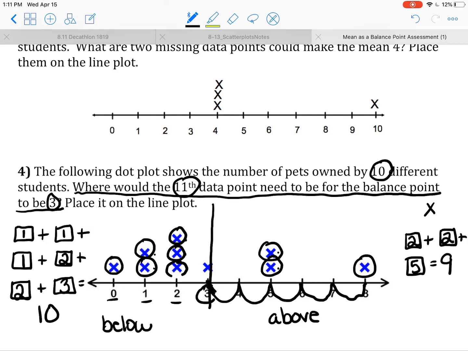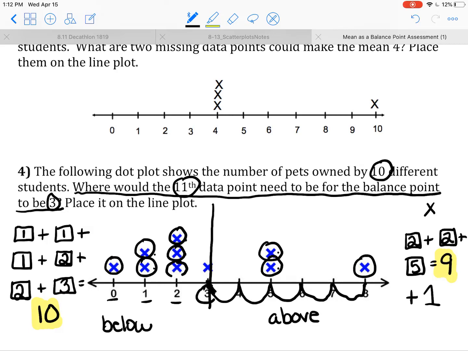Now for the 3 to be the balance point, the sum of the distances has to be equal. Well, 10 is not equal to 9. We need to think, how many more do I need to add to 9 to get 10? Well, I would need to add 1 more.